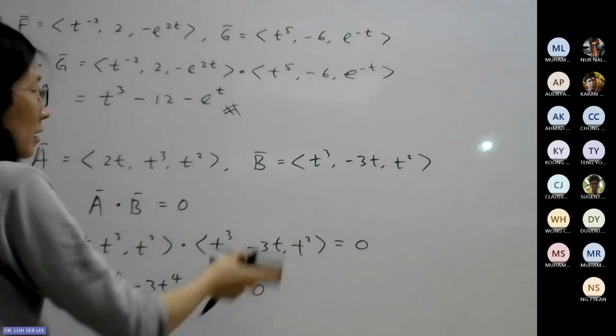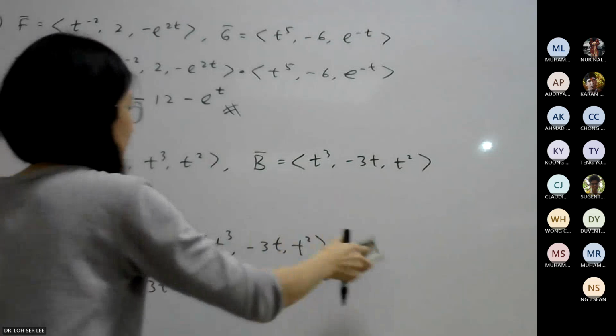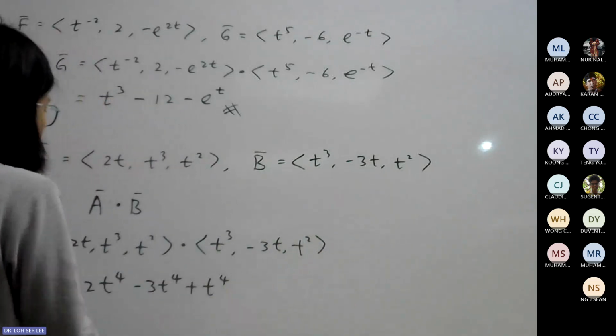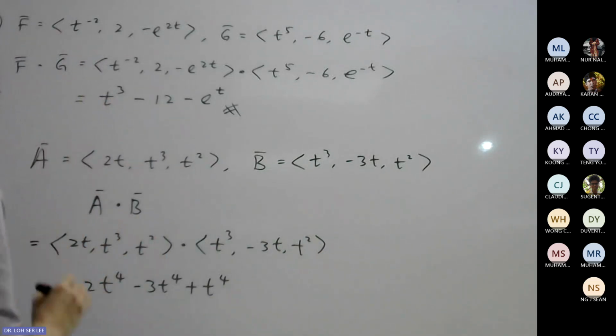Oh, I'm sorry. I want you to show. So you have to do this. A dot B equals 0.